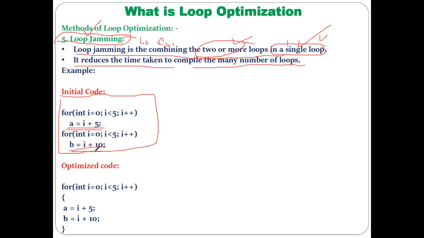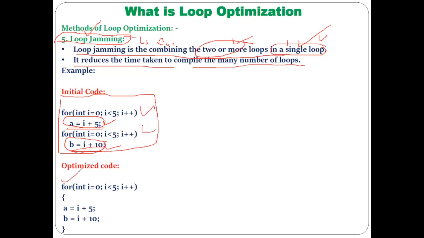Now, is it possible to combine these two loops into a single one? Yes. You need to evaluate this expression 5 times. Also, you need to evaluate this expression 5 times. Here also you need 5 times computation. Here also you need 5 times. So instead of using these two loops, why should you not utilize only one loop?